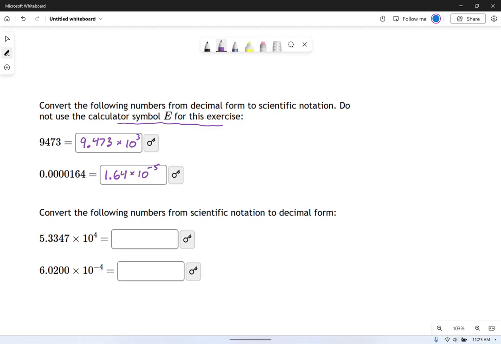Now these, we're converting from scientific notation back into a normal number. So what we do is we hop this decimal over 1, 2, 3, 4 places. What that means is this is 5, 3, 3, 4, 7 with the decimal at the end of it. If you want, you can put a little comma in there, although I wouldn't write it that way in the answer box. The computer might get confused. So the answer is 53,347.